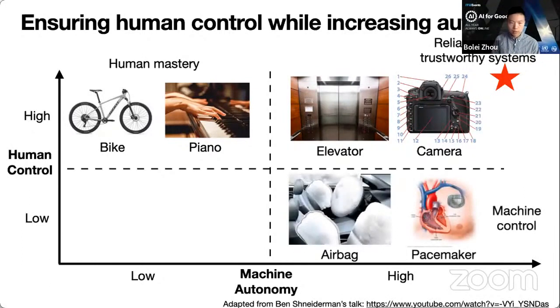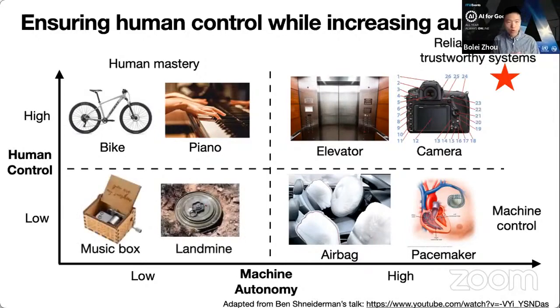Also for other inventions such as the airbag and the pacemaker, we have very high machine autonomy, but no human control. For example, for the airbag, when everything is normal, we are not aware of its existence, but if some accident happens, it will be engaged and save our life. Also for pacemakers, we will not feel them at normal times. In that case, they have high machine autonomy and low human control.